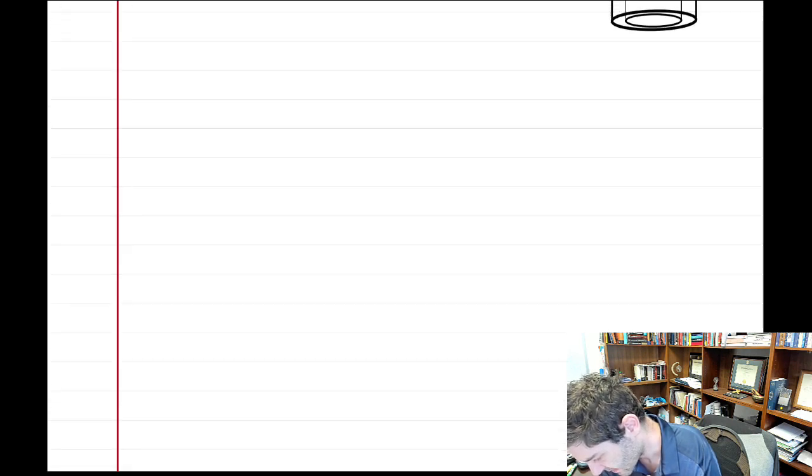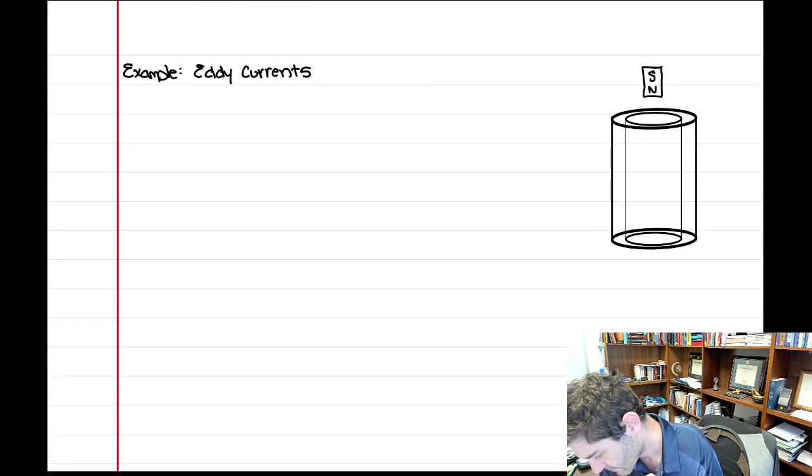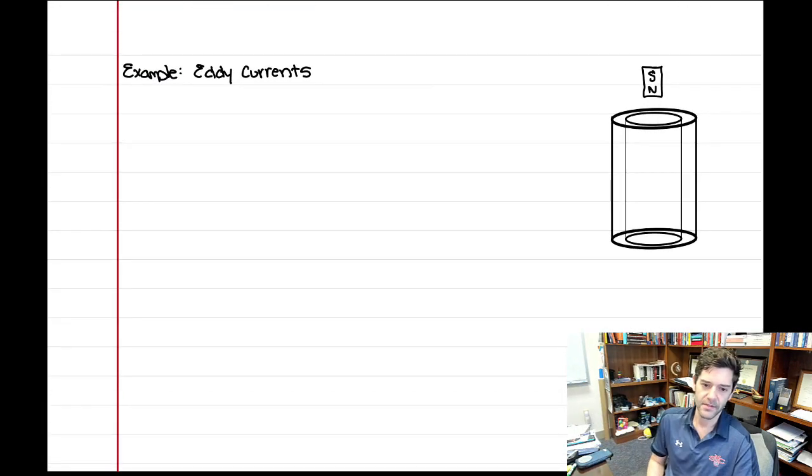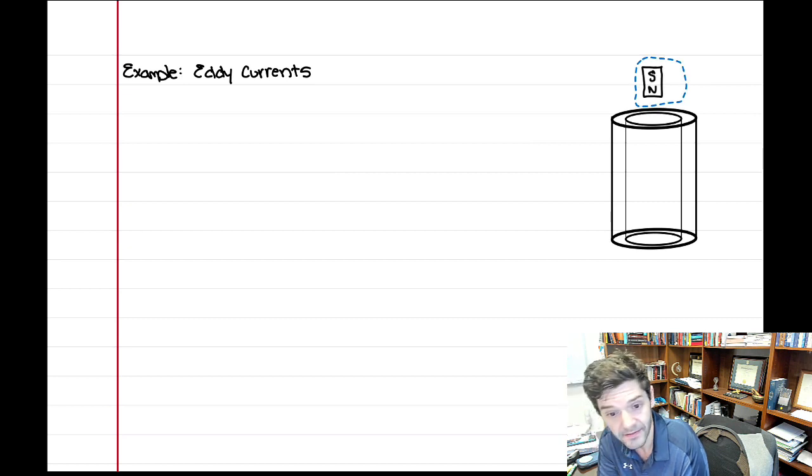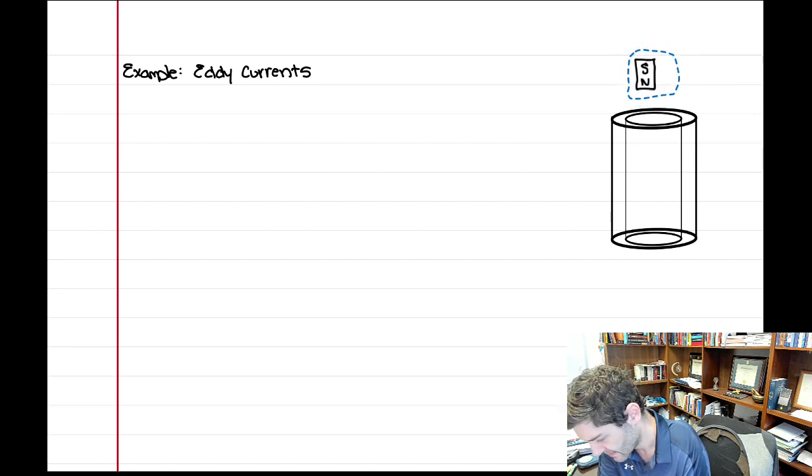So you did this in lab, but let's think about what goes on when you drop a magnet through a copper tube. So here we have a little magnet. What we're going to do is we're just going to drop it through a copper tube.